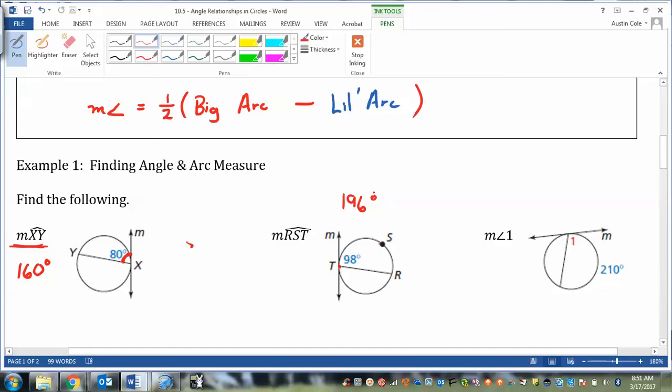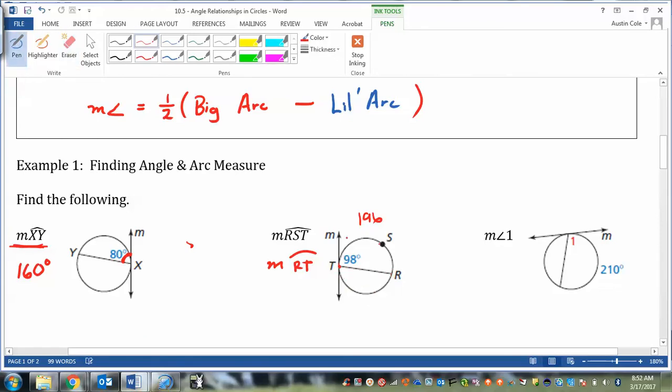Guys, can I tell you something? A question that oftentimes gets confused is this one. Measure of arc like RT. So they would give us this information, but they want to find this part of the circle. Couple ways to think about it. We could find this arc first, which we just did, and that's 196. And then this part of the circle is going to be 360 minus that. Would you agree there?